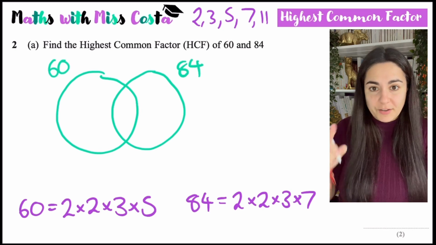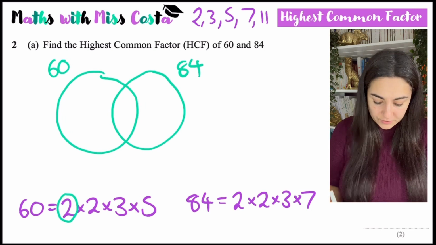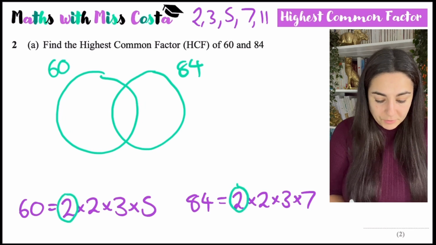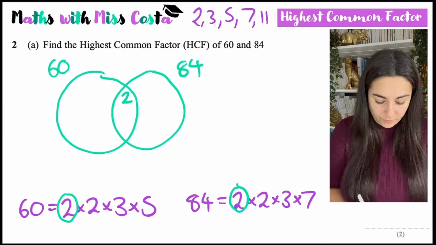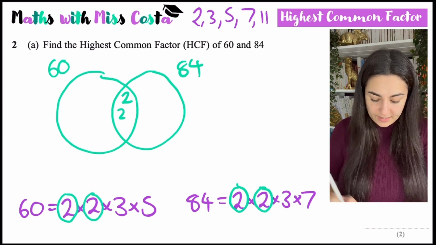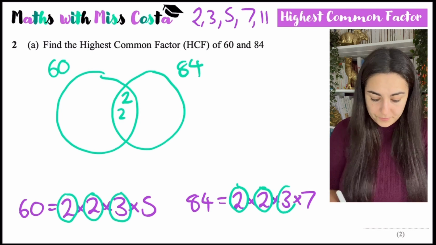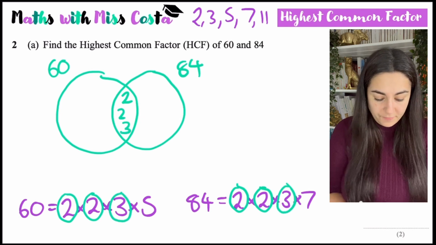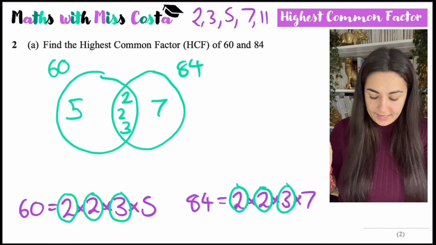So first we're going to look at factors that are common. So here I've got a 2 that's in common. So I'm going to put it in the intersection here. I've got another 2. So I'm going to put that in the intersection here. I've got a 3. So I'm going to put that there. And then 5 goes here and 7 goes here.